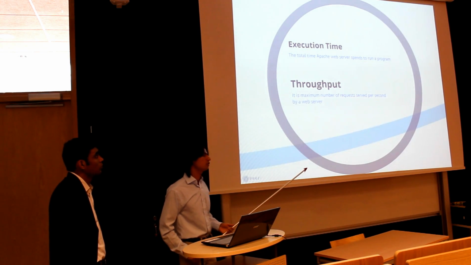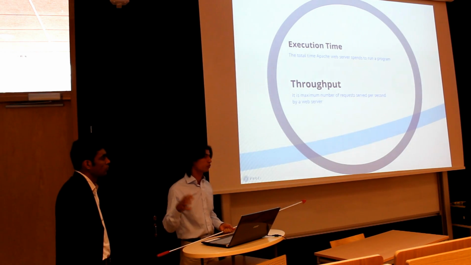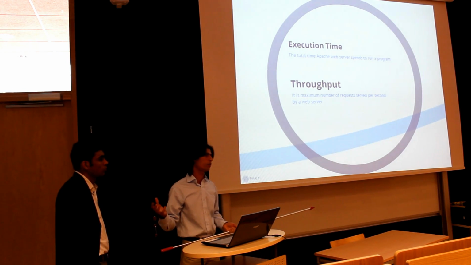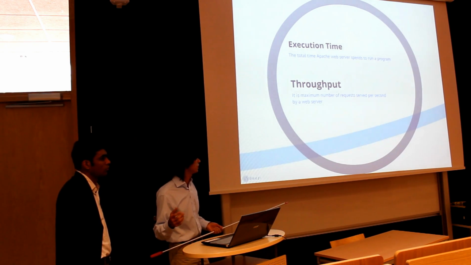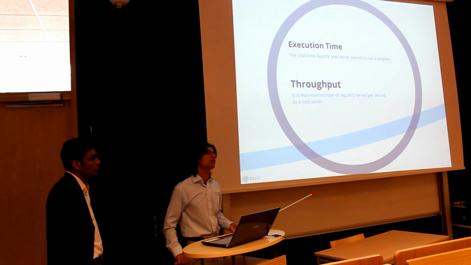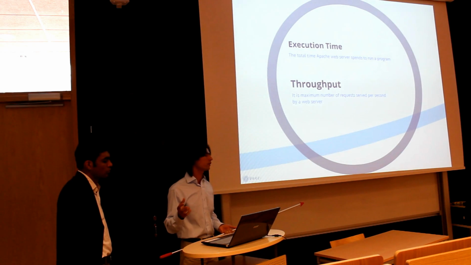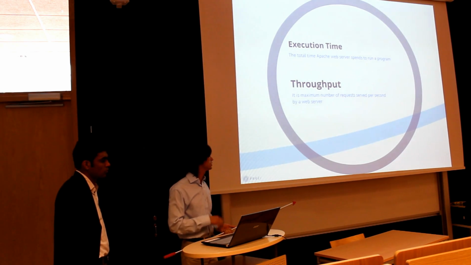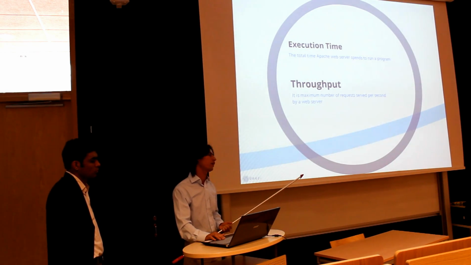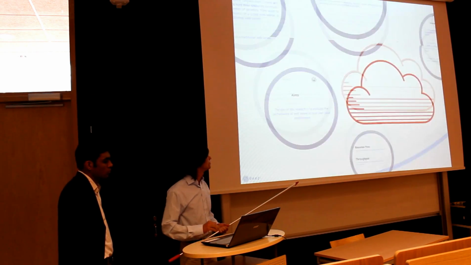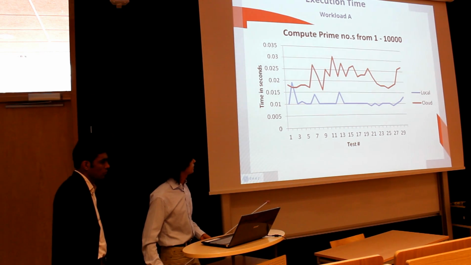So here, what do throughput and execution time actually measure? The execution time is the time that the web server takes to solve a problem or to run a program. So the total time that it takes for one program or one request is what we call execution time. And throughput is the total number of requests served by the web server per second. So the total number of requests that it serves in 1 second, we call throughput. So these are the parameters that we are analyzing or evaluating in both local and cloud environment. So here are the results that we came up with in our experiment.